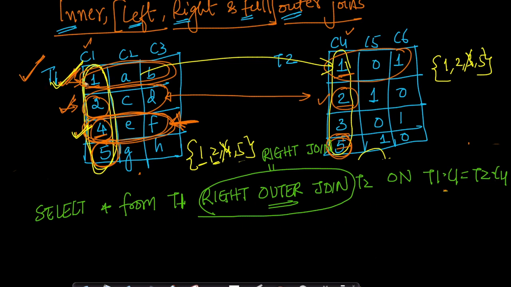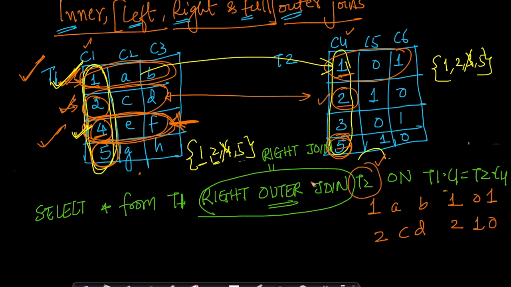So first you go here, right? 1AB, there is a matching one. So you start writing it. 1AB, 101. Now let's go to 2, right? 2CD, 210. 4. There is nothing corresponding, so you leave it. Okay? Because the right outer join gives importance to the right side table, not the left side table.